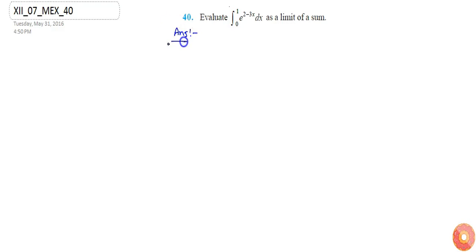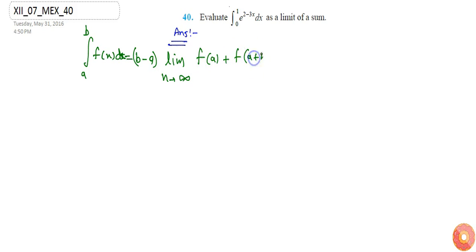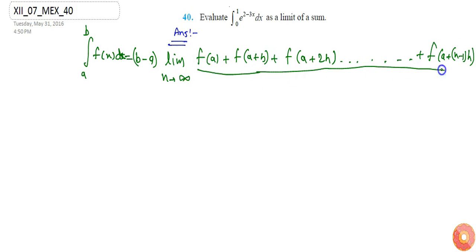From the definition of integration as a limit of a sum, I can write the integral from a to b of f(x) dx equals (b minus a) times the limit as n tends to infinity of [f(a+h) + f(a+2h) + up to f(a+(n-1)h)] divided by n, where h is (b minus a) by n.